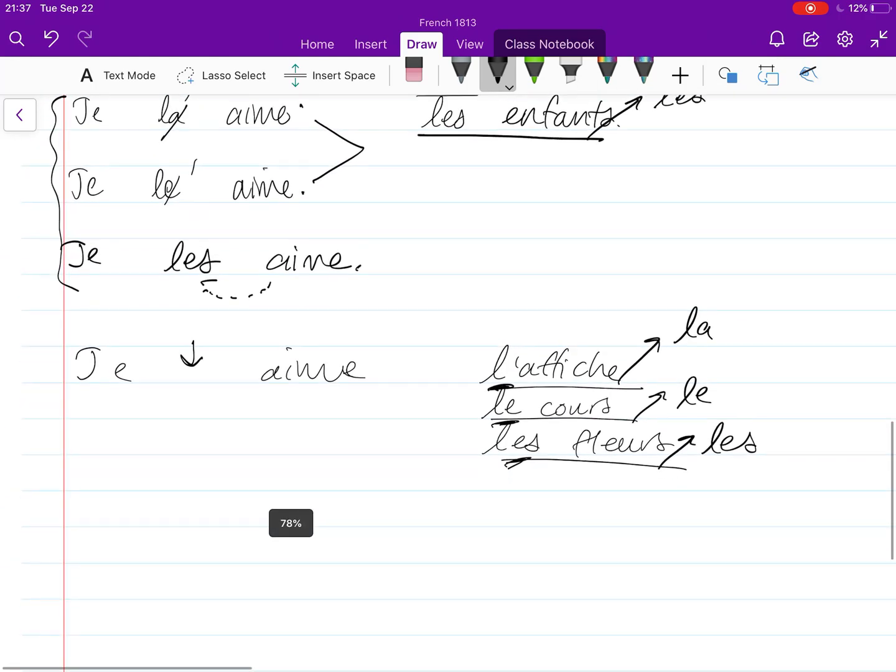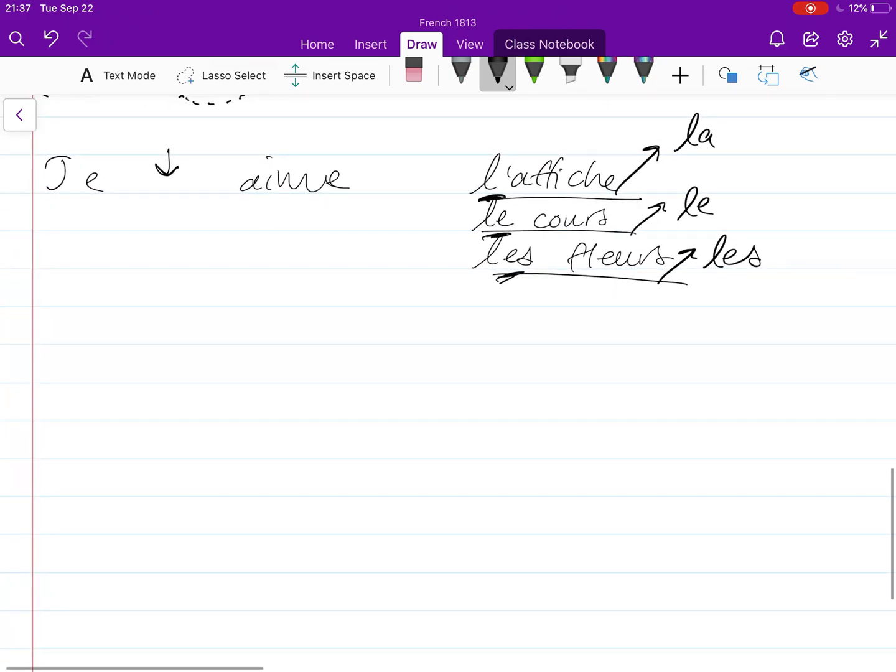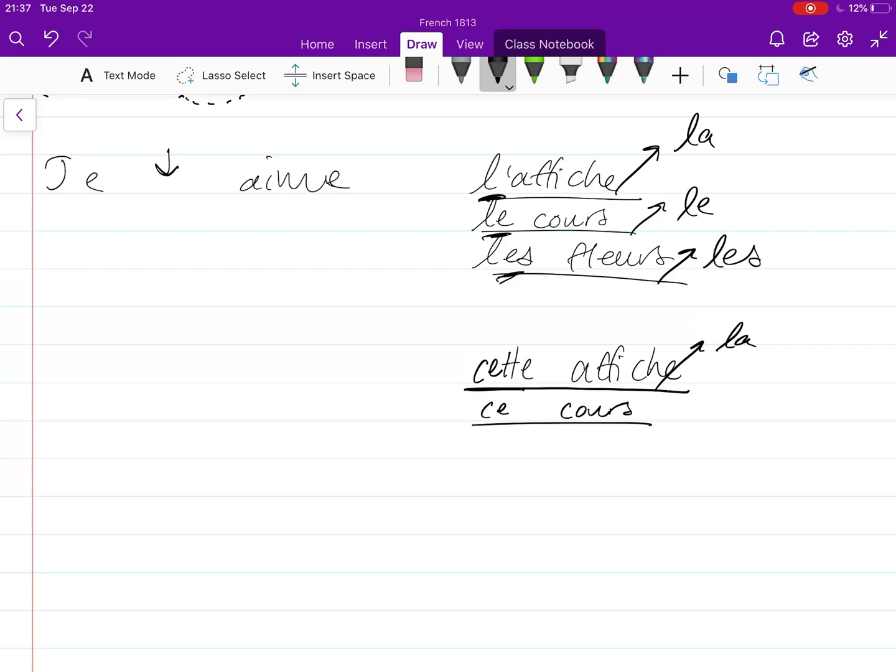Okay? So a little bit more on le, la, les here. Instead of saying l'affiche, I could have replaced it with cette affiche. I like this poster. The cette here doesn't matter. It's still just important that this is a feminine singular object. This would become la still. Instead of saying le cours, it could have been ce cours. I like this class. This would still become le. Instead of the flowers, it could have been these flowers, ces fleurs. It would still become les.